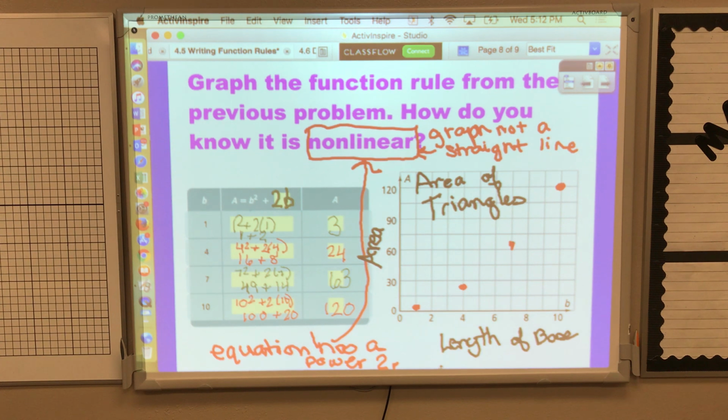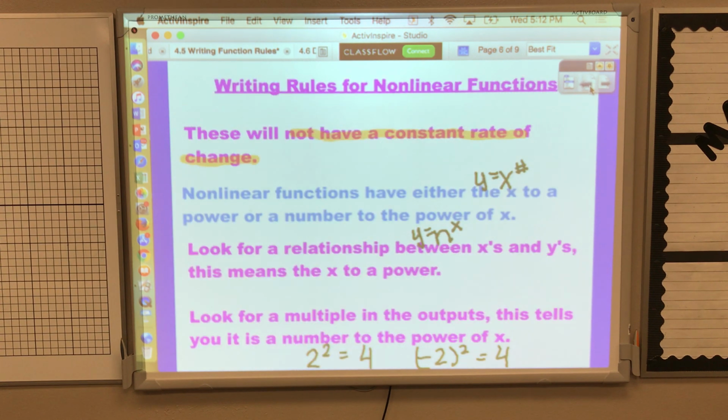If it's linear, look for that constant rate of change and your starting amount, and then you have y equals a number x plus a number. If it's nonlinear, remember you have to check through the set of rules. Is your x going to be an exponent? Or is your x going to be taken to a power? And that's writing function rules.